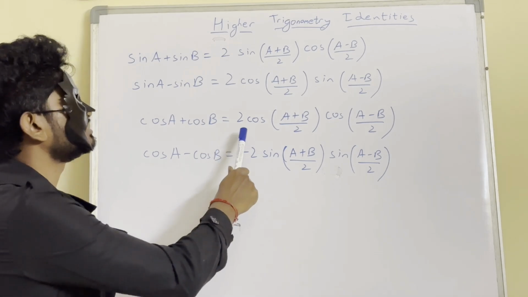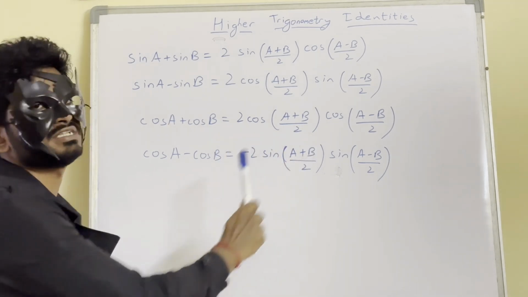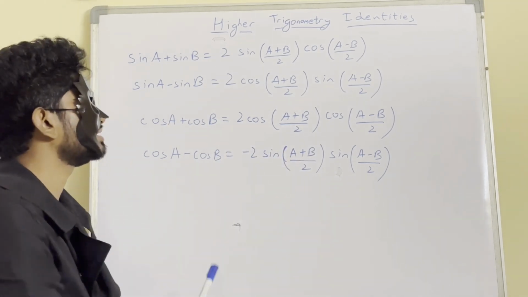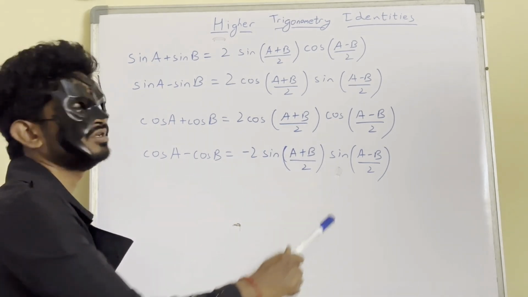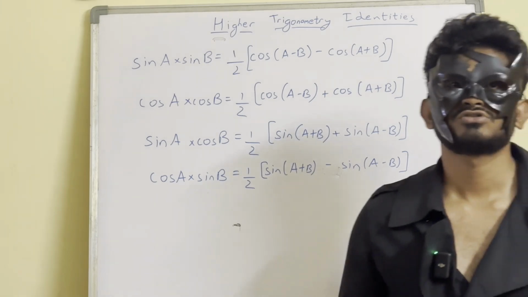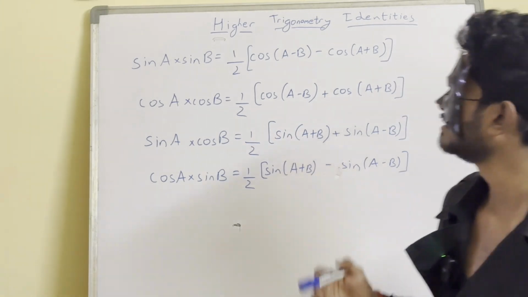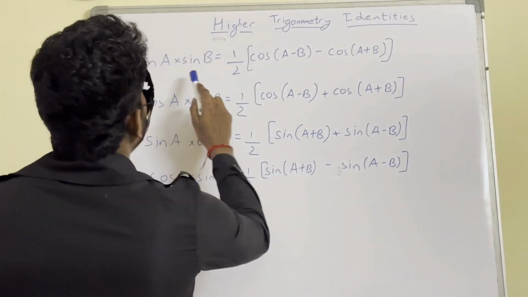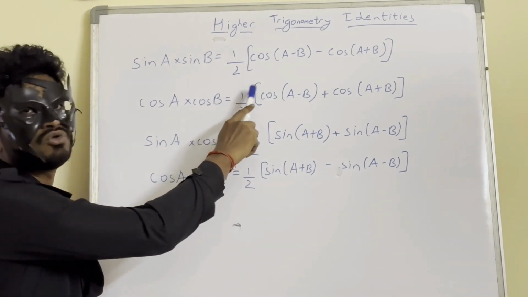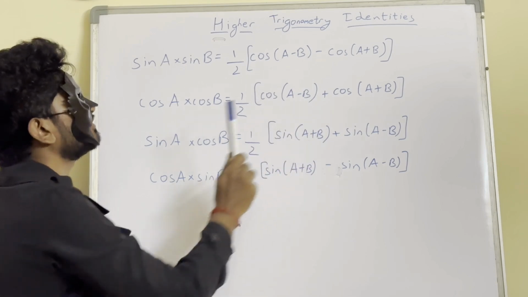Cos A plus cos B is equal to 2 cos (A plus B)/2 cos (A minus B)/2. Cos A minus cos B is minus 2 sin (A plus B)/2 sin (A minus B)/2. So superhumans, other important identities are sin A into sin B is equal to 1/2 into [cos (A minus B) minus cos (A plus B)].